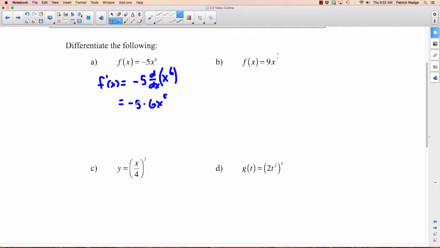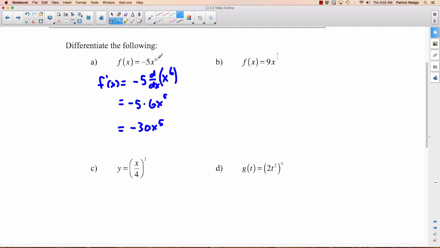Now, don't forget we had this -5 out here waiting to multiply. So let's go ahead and multiply. -5 times 6 is -30, and then x to the 5th. Now, I don't expect you to rewrite it like this. You'll probably go straight from the question to the answer.